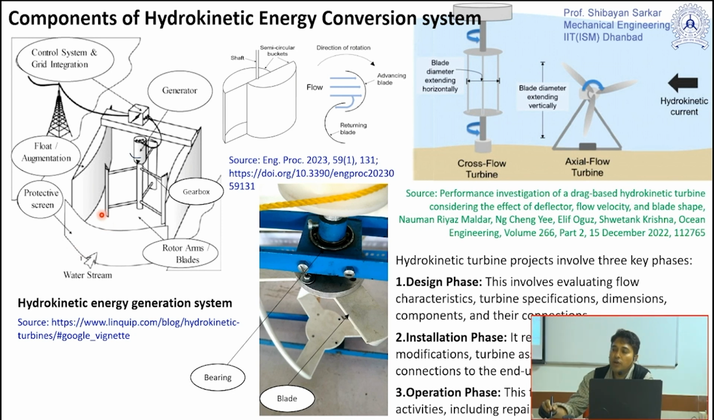Whenever we try to design or think about any kind of hydrokinetic energy generation system, we have to keep a few criteria in mind. First one, what will be the design? Second one, how will I be installing it? Third one, during operation, what should be the maintenance criteria, and if there is some maintenance problem, how can we resolve it? And then finally, obviously, there will be some economic criteria. So based on this, we will try to select different components of this particular turbine.